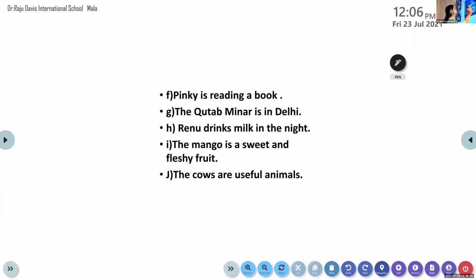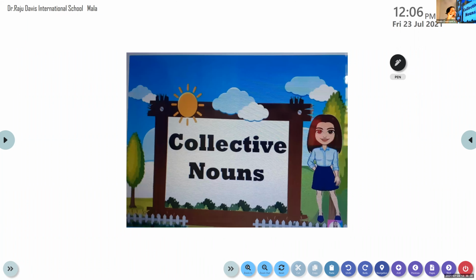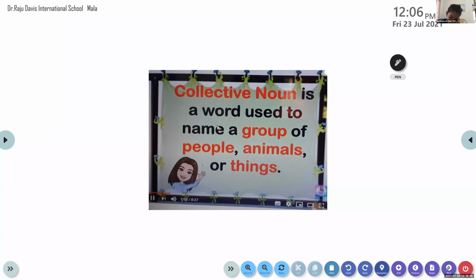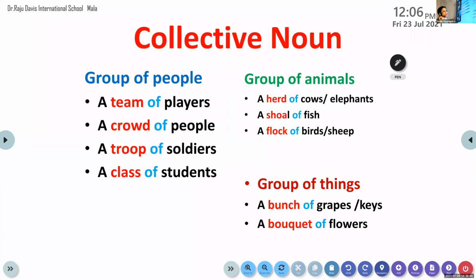Now let's move on to the collective noun. Collective noun, we know it is a group of what? People, animals and things. Okay, so I've told you it's people, animals and things. So this group has to be learned well. I've told you, we use specific collective nouns when we talk about certain groups. So these groups, we have to learn well.